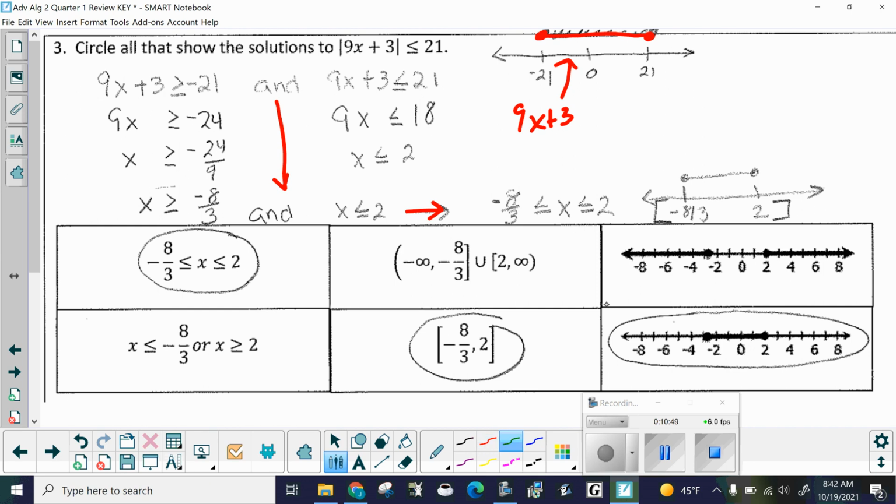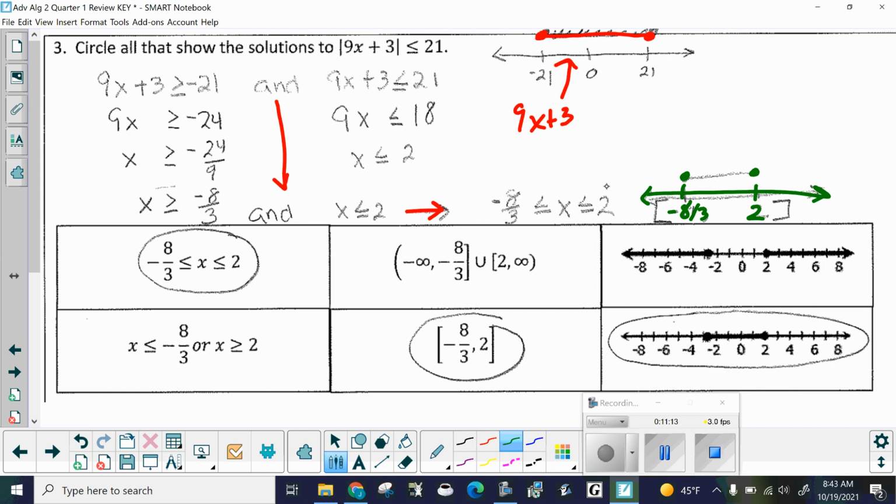Fantastic. I want to graph this. So I'm going to draw my graph. I'm not going to put a ton of little tick marks in. I'm just going to say I know negative 8/3 is my smallest value, and my biggest value is 2. Because it's equal, I'm going to use solid points. So I use solid dots.